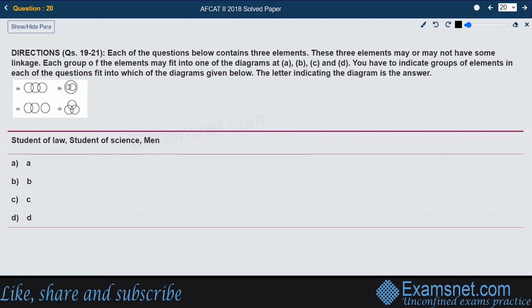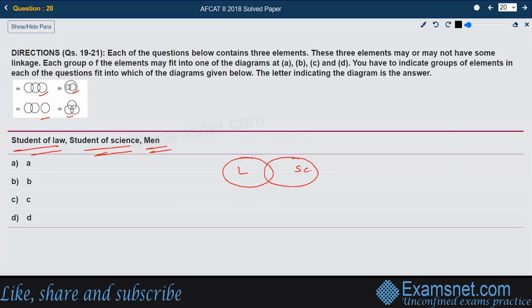Next, the same thing we are supposed to do in the question again. Now the connection is to be developed between student of law, student of science and men. If we look at diagrams A, B, C and D, what we can understand is that for student of law and student of science, if I make a circle of law like that, and a circle of science like that, then law is a great field in which some portion can be students.